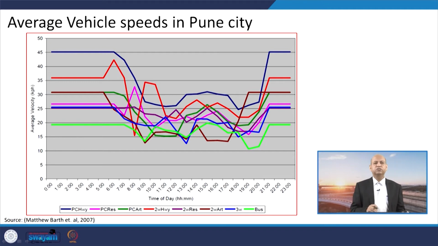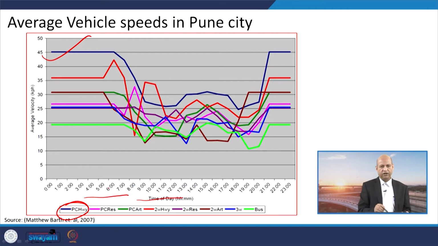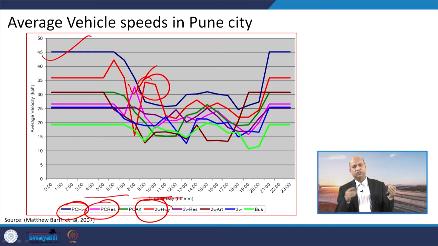Well, when we talk about average vehicle speed in Pune city, passenger cars on highways have more speed in the early hours of the day, but then this decreases when office hours are there. During office hours you can see these personal cars in residential areas, their speed is increasing, and two wheelers are also there, which increase basically in office hours. You can see here these are the two wheelers. Their speed increases in the office hours in the morning when people are going.